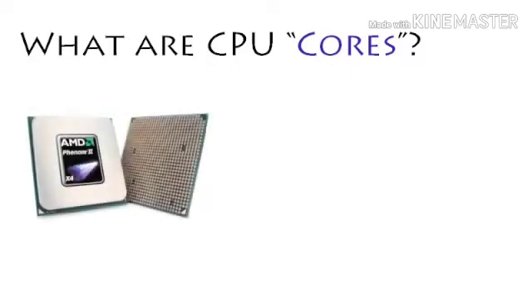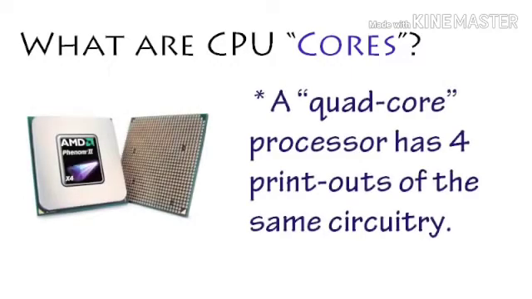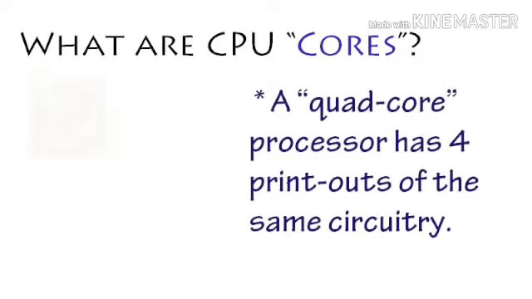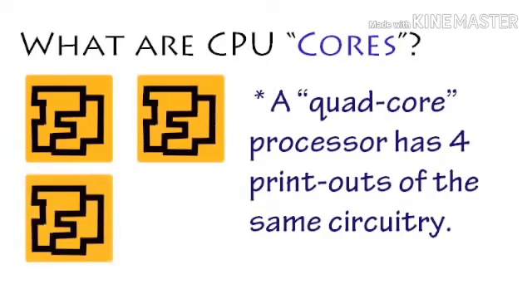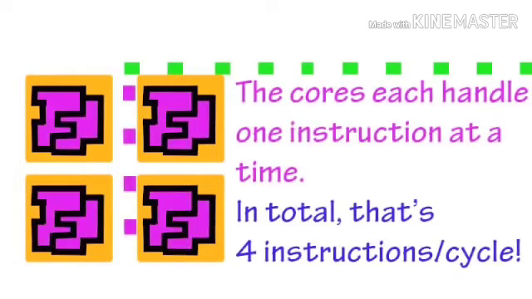The processor I have is a quad-core. That means that there are 4 copies of the same transistor circuitry within one chip. With 4 cores, my processor can execute 4 times as many instructions at a time than if it only had 1 core.